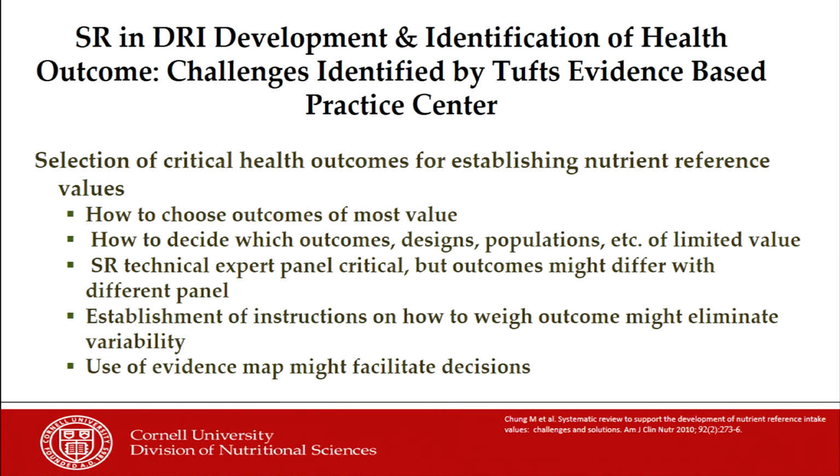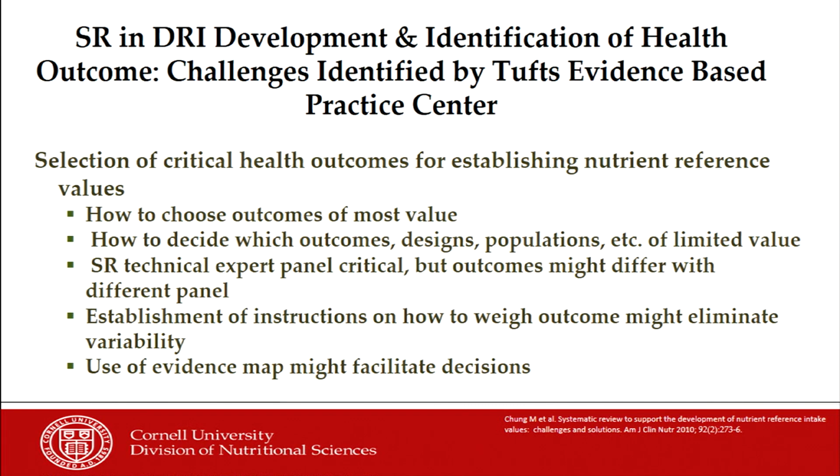And I think as we move into special nutritional requirements, this is an important one for you to keep in mind because, in fact, the health outcome for a special nutrient requirement for a specific disease population may well differ from the health outcome chosen for a generally healthy population. And that's a challenge. How to decide which outcomes, designs, populations, et cetera, are of limited value. In other words, how to focus your body of evidence that will be reviewed. And again, this is relevant to how diseased populations will be considered.